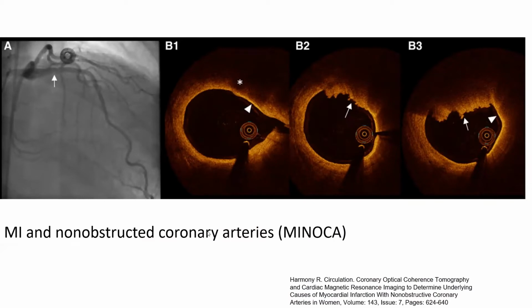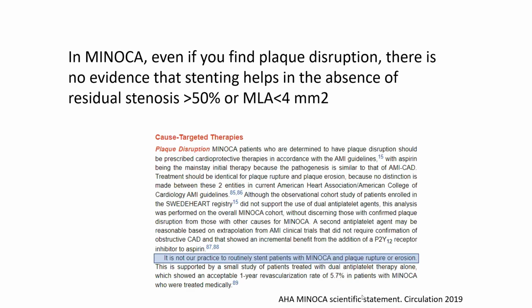I do want to insist, though, as I mentioned in a prior lecture, with MINOCA, if you find a plaque rupture or plaque erosion, that's great. It tells you that you need to treat this patient with dual antiplatelet therapy as medical management, aggressive statin, and aggressive risk factor control. But just seeing plaque rupture and erosion does not mean you should stent that patient. There is no data, at least, for it. And actually, the MINOCA AHA scientific statement from 2019 agrees with my perspective, that we don't routinely stent patients based on just plaque rupture or erosion.